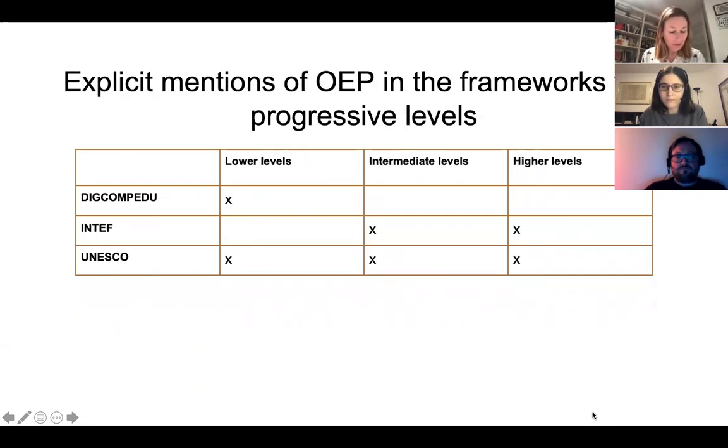An initial review of the frameworks by the European Commission, UNESCO, ISTE, and INTEF indicates that openness typically does not constitute a dimension in itself and tends to appear with greater presence at intermediate and high levels of teachers' digital competence. However, there are some slight attempts of early introduction to OEP in the DigComp Edu and UNESCO frameworks, where access to OER is present already at the lowest levels.